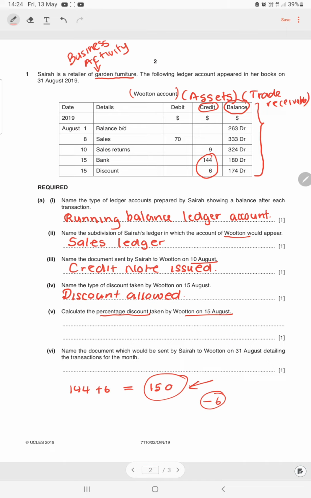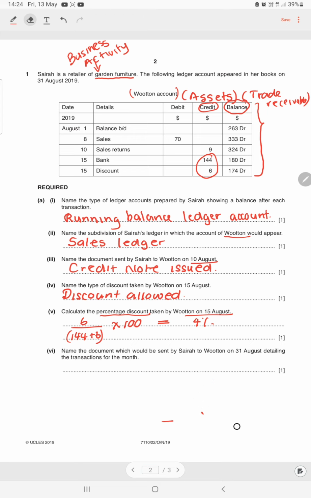Understood? So if you're asked to calculate the percentage of the discount, you take the value of the discount and divide it by the original price, 6 divided by 150, into 100, which is basically 4%. So the percentage discount is simply the value of the discount divided by the cash entry plus discount, into 100, which is basically 4%.